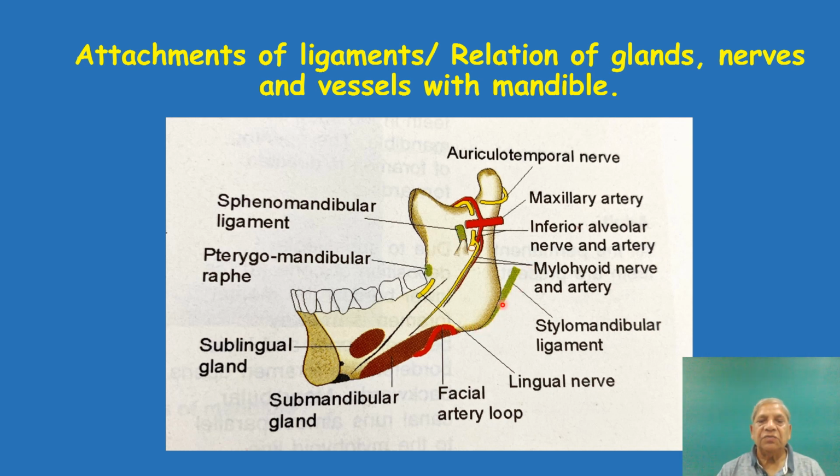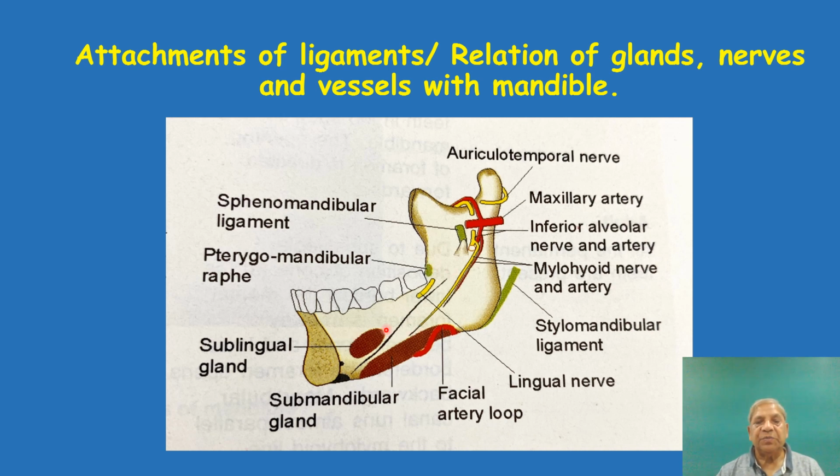Then the third ligament you can show is called the stylomandibular ligament, which comes from the tip of the styloid process and is attached to the angle of the mandible and the posterior border of the ramus of the mandible, close to that angle. This is the stylomandibular ligament. Sometimes he may ask about any other ligament; then you reply it is the pterygomandibular raphe. This is attached just posterior to the third molar teeth on the anterior margin of the ramus of the mandible.